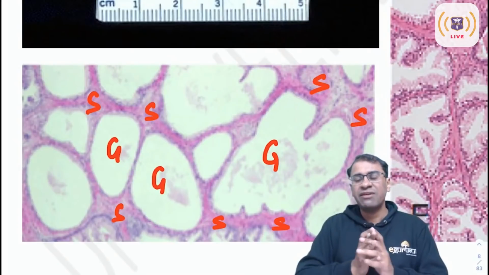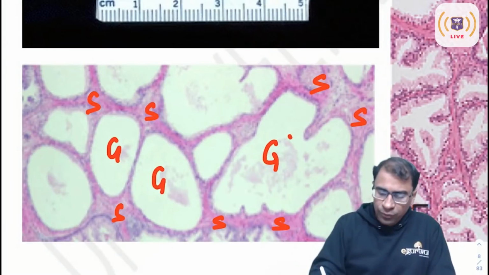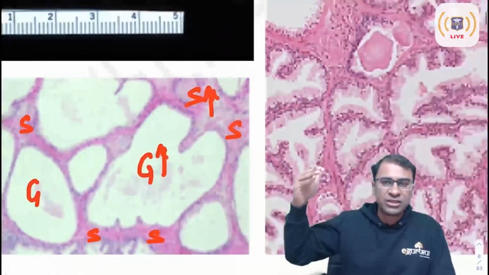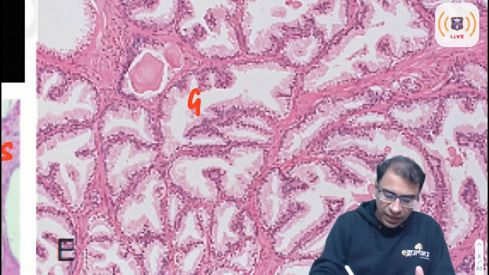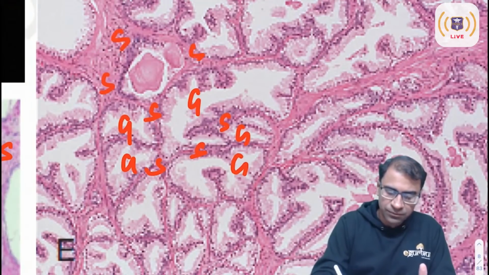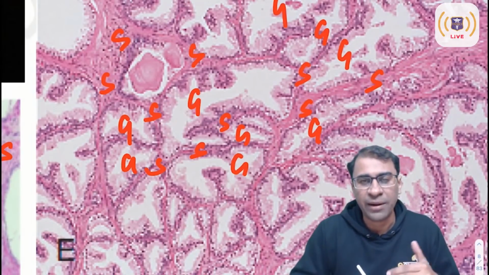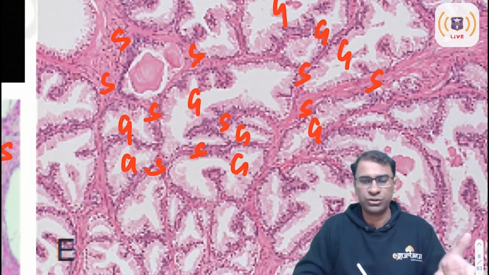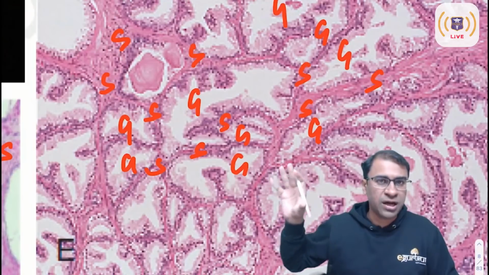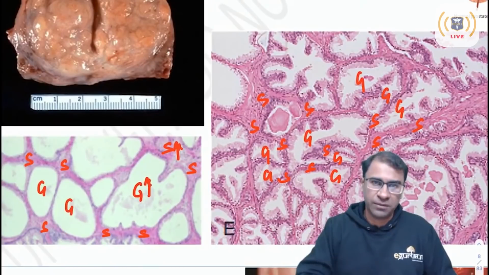Now, whenever there is an increased effect of androgens, what happens? The gland will increase and the stroma will also increase. Both of them will increase. When the gland number and the stroma number increase, this is how it looks. You see, the gland number has increased, and so the stroma has also increased. So gland and stroma, both of them have increased in number. I'm writing G for gland and S for stroma, as you might have understood. So the moment you see an increase in the number of glands and an increase in the number of stroma, this becomes BPH, benign prostatic hyperplasia.